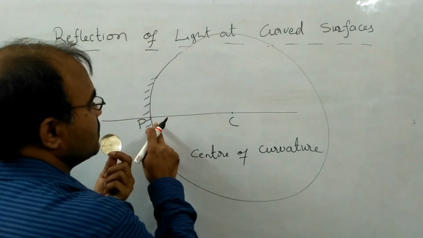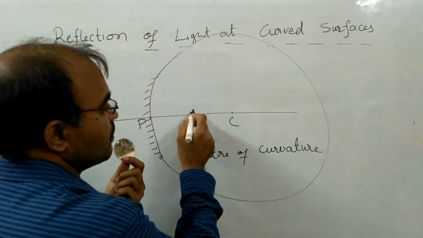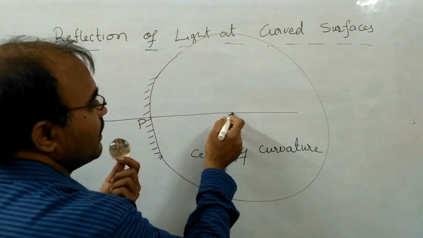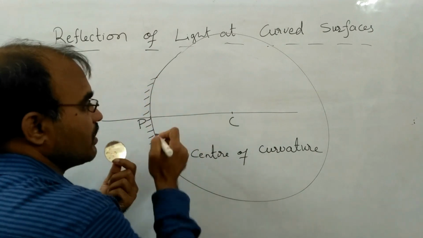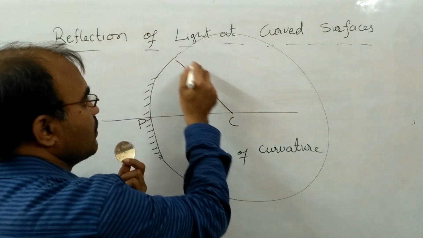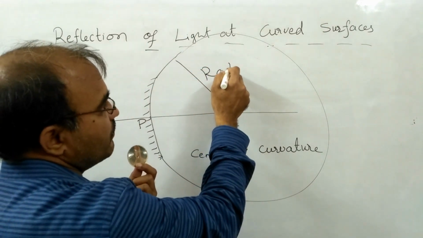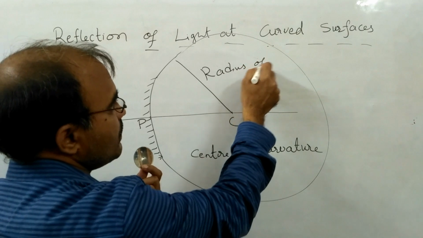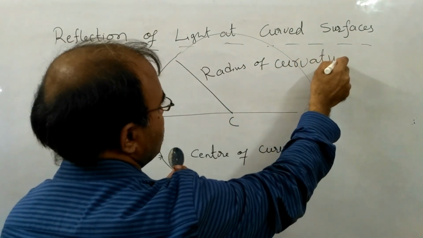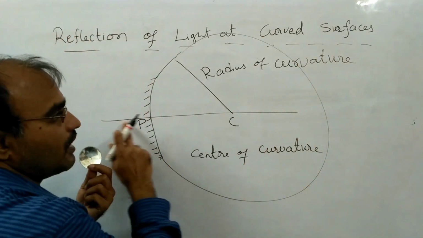And the distance between P and C will be the radius of the sphere, isn't it? So this distance will be the radius of the sphere, or else a radius of the sphere to which the mirror belongs. A radius of the sphere to which the mirror belongs is called radius of curvature, right?